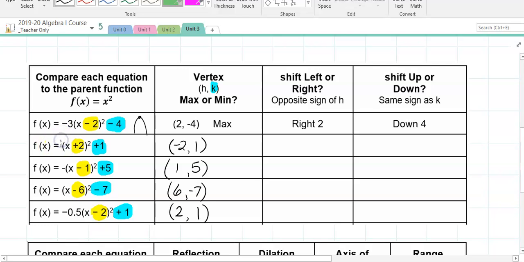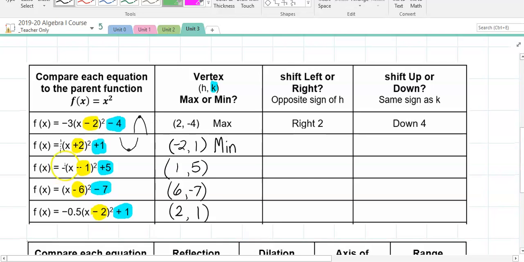And the next one, it's invisible, but a is 1, which means it's positive. It's going to open up. And this vertex will be a minimum. In the next one, a is negative, which means it opens down, which makes this a maximum. A is +1 in our 4th example, which means it opens up, making the vertex a minimum. And finally, a is a -1/2. Negative means it opens down, which makes this a maximum.